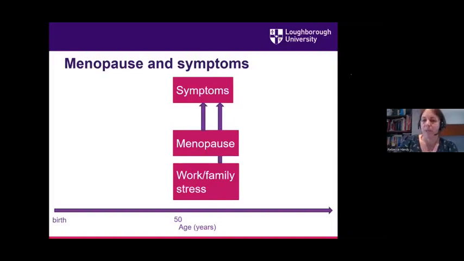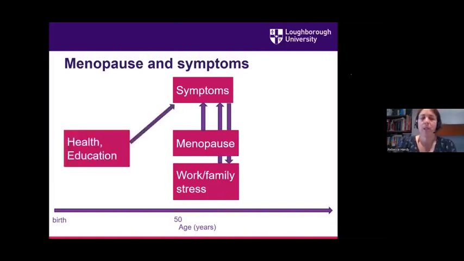And so these might influence symptoms. Of course, we don't know which direction these might be in, because symptoms and having menopause might also increase work and family stress. We also have things like health and education that are influencing symptoms. So you can see that it's a more complex picture than just menopause influencing symptoms.